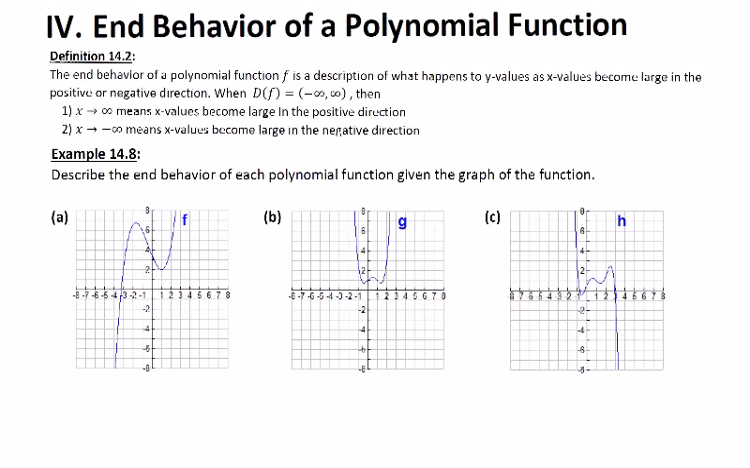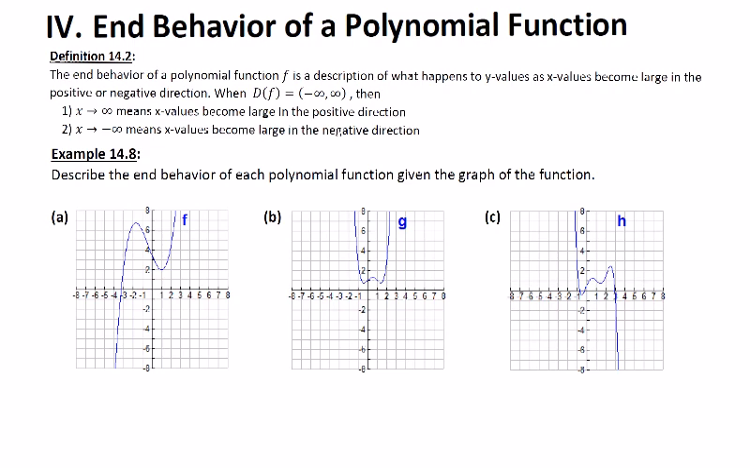In part 4 of section 14, we're going to be discussing the end behavior of a polynomial function. This will be the last major piece to the puzzle that we need in order to successfully graph a polynomial function with the degree of accuracy that is required of an algebra class.